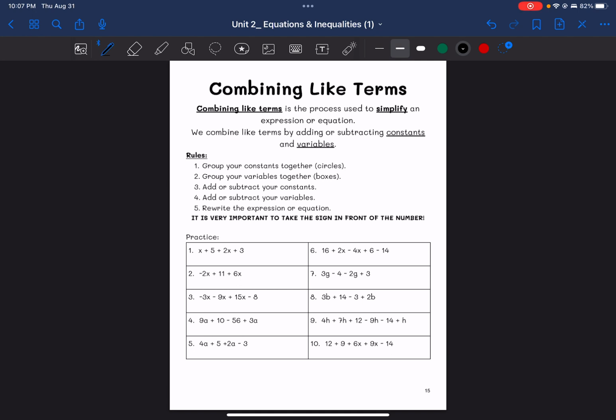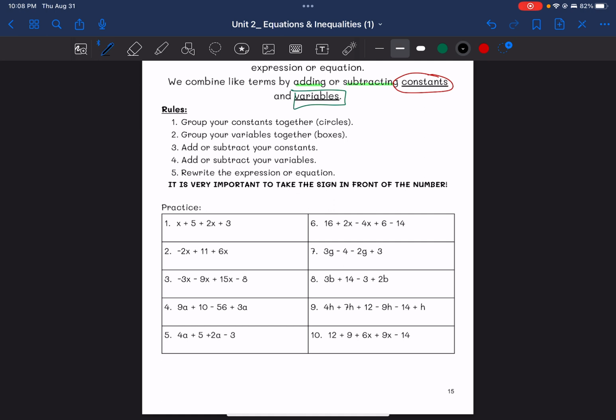Combining like terms. Okay, so here we combine like terms, which is the process used to simplify an expression or equation. We combine like terms by adding or subtracting constants and variables. Okay. The reason why I circled and boxed in different colors is because we're about to do some practice. Okay, so the first step, I'm going to do number 1 with the rules.